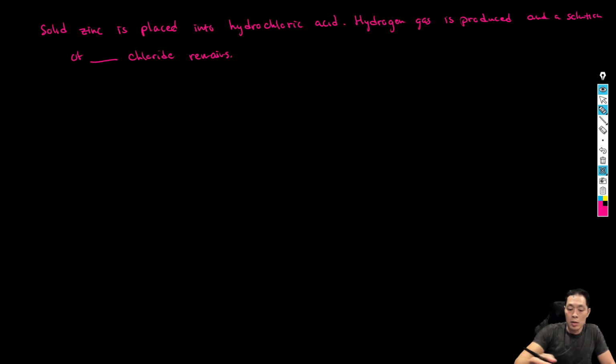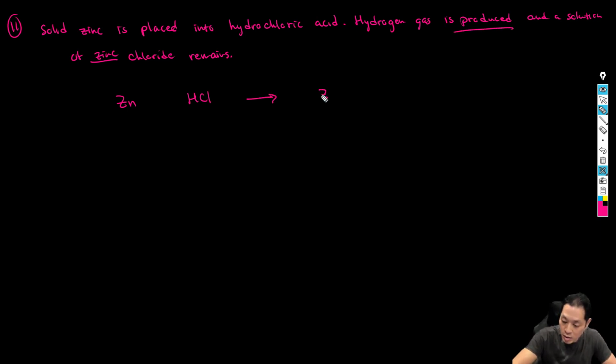All right, for number 11, here we have solid zinc is placed into hydrochloric acid, hydrogen gas is produced, and a solution of, most likely it's going to be zinc, because that's what we started with, chloride remains. So, zinc, hydrochloric acid, produced, solution of zinc chloride, and, oh, I left the one, hydrogen gas, H2. So there it is, make sure it's balanced. Zinc, it's by itself, so it's good. Hydrochloric acid, it's good. Zinc actually has a charge of 2+, so I need 2 of these, and H2.